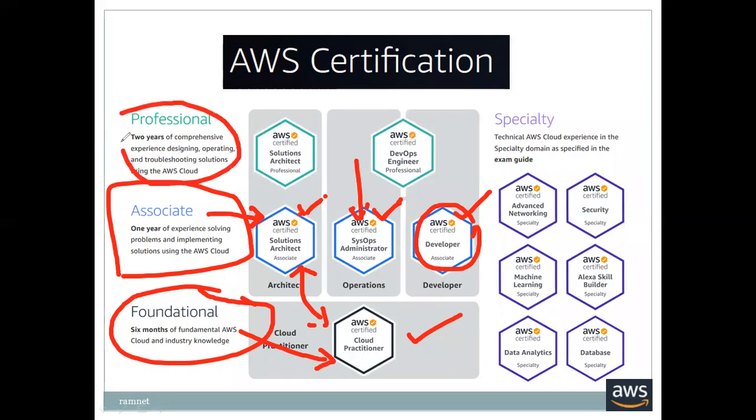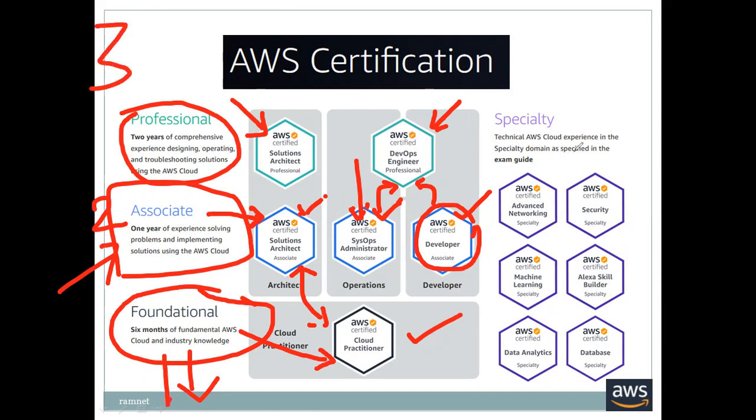Next one is the professional level. In the professional level, we have two certifications: solution architect professional and DevOps engineer. You see that SysOps professional is not there. Directly, both go to the DevOps engineer only. So there are four levels. One is the foundational level. Next one is the associate level. Third one is the professional level. And the fourth is the specialty level.